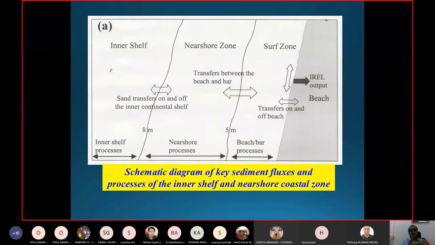The sand from the offshore comes to the near shore zone and it moves on and off. Anything which comes to the shore, to the beach, we call as the onshore transport. Anything which goes back to the offshore is called the offshore transport. So in the inertial, these two onshore, offshore will be happening. But in the near shore zone, what will happen? The sediment, mostly when it comes to near shore zone, will transfer onto the beach. It will just get welded to the beach.